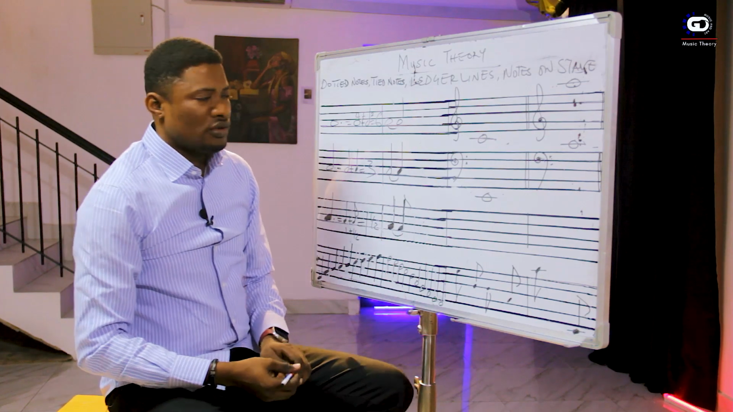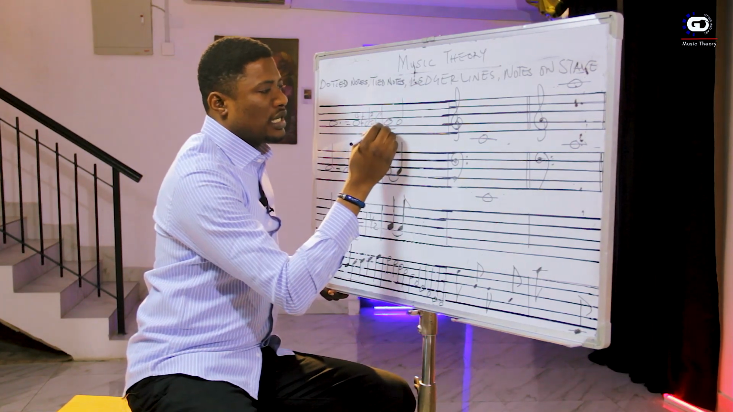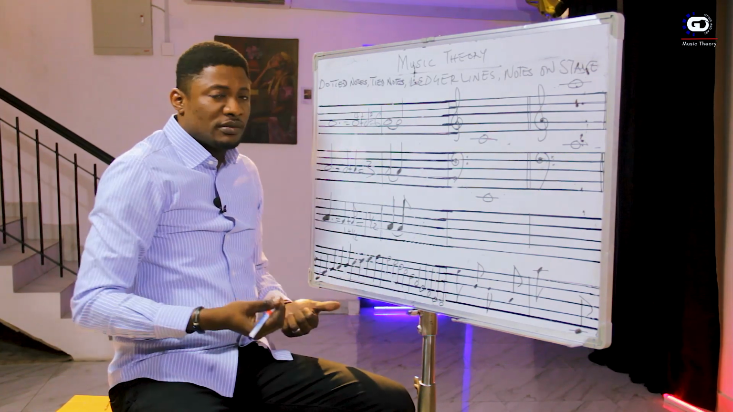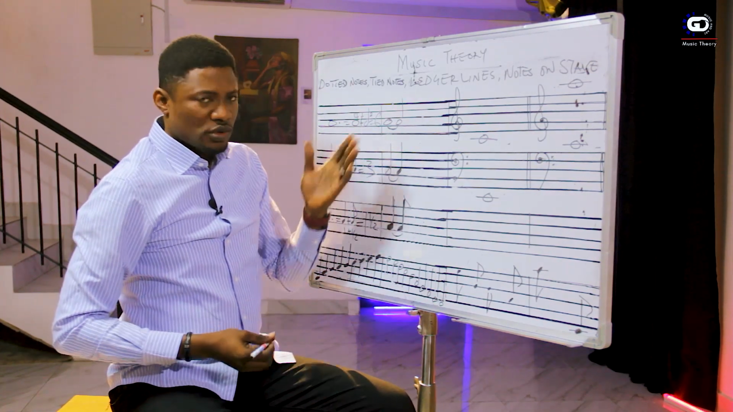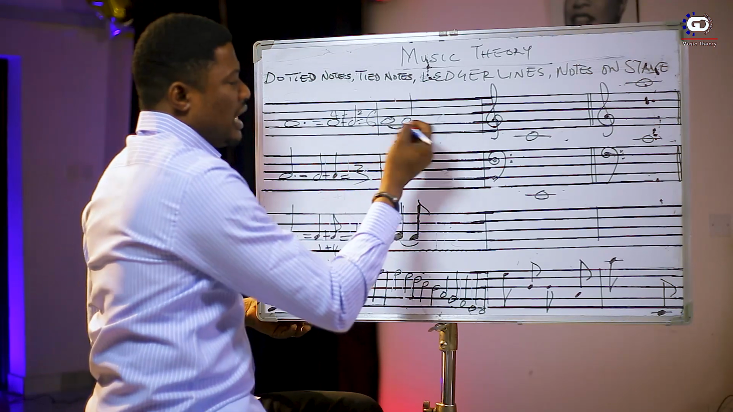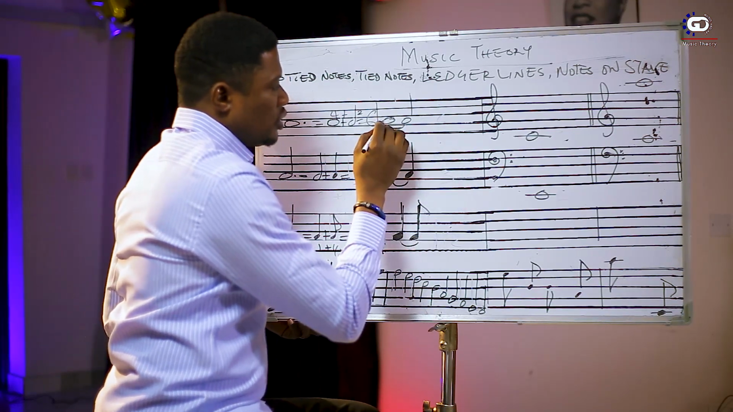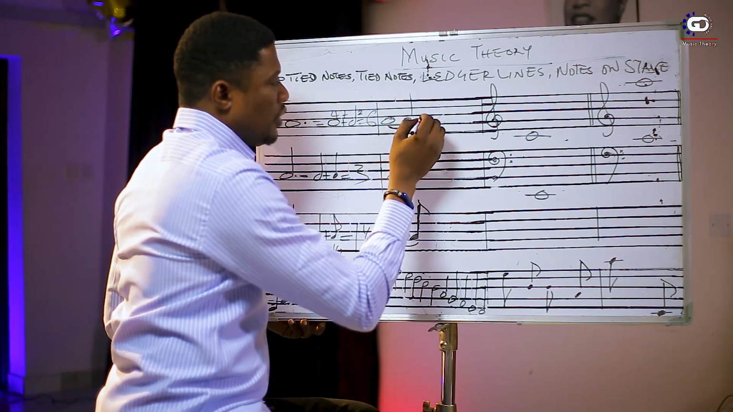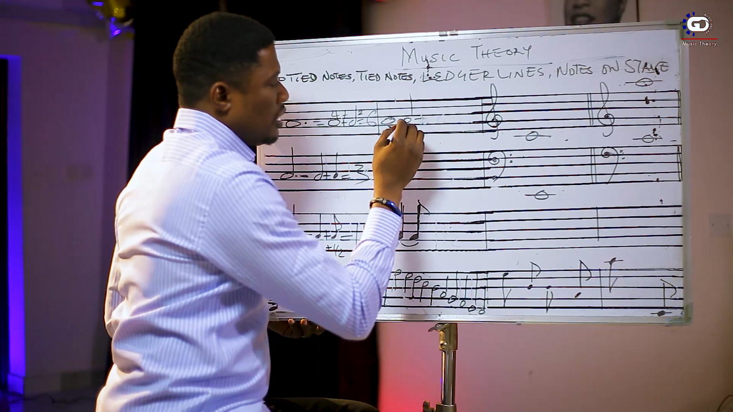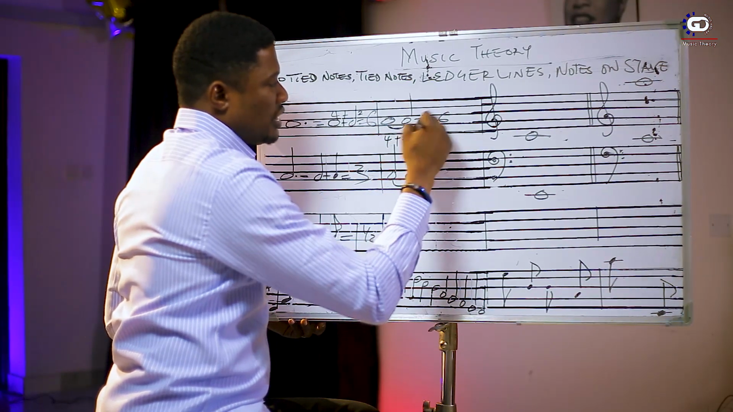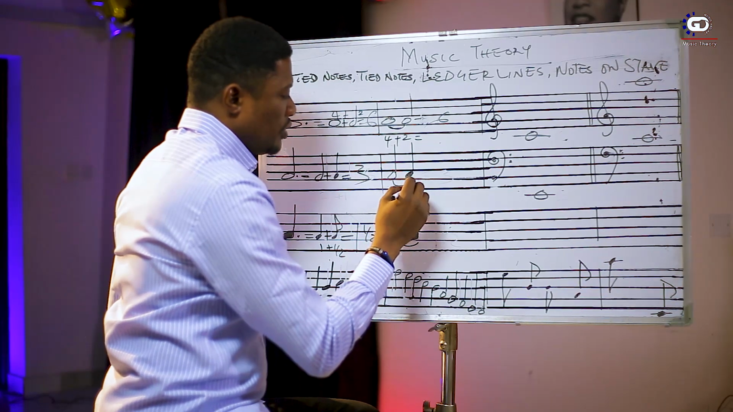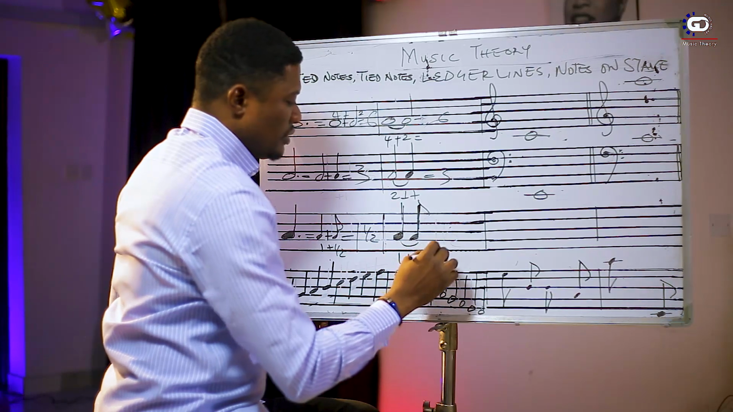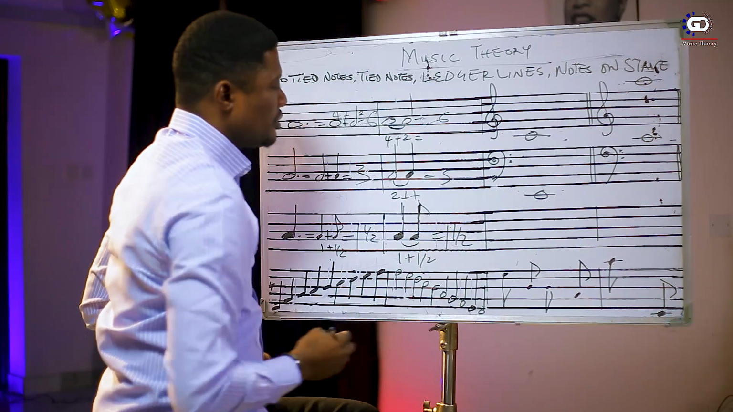Now let's move to tied notes. Sometimes composers love to have tied notes instead of having dotted notes. Sometimes they want to tie the notes. So when you see a tied note like this, just add them. So here you have 4, a semibreve, which is 4 counts, plus 2, that gives you 6. This is 2 plus 1 gives you 3. 1 plus half gives you 1.5.